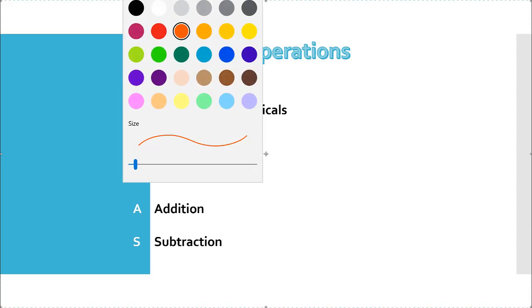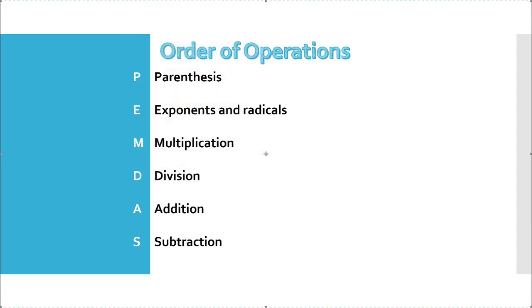You can see here that we start with operations inside parentheses. Then we have exponents and radicals. If you don't remember radicals, those are the ones that have the square root symbol. Then we have multiplication, division, addition, and subtraction. So you can use PEMDAS to remember the correct order.